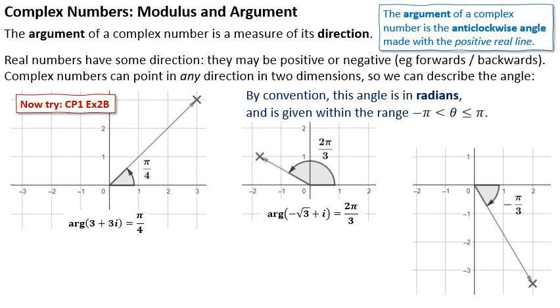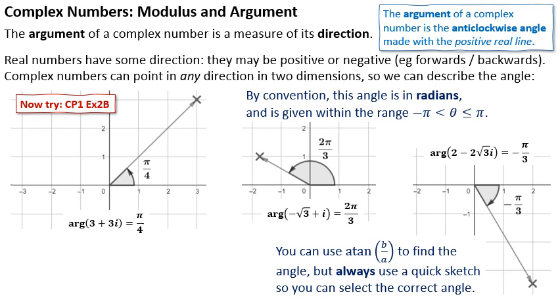Here's another one. With this one, the real component is 2 and the imaginary component is minus 2 root 3. And you can use inverse tan on that again, but the best way to do this is to sketch a quick diagram so that you can see which quadrant you're going to be in, and then you know where you're supposed to be when you're calculating your argument.